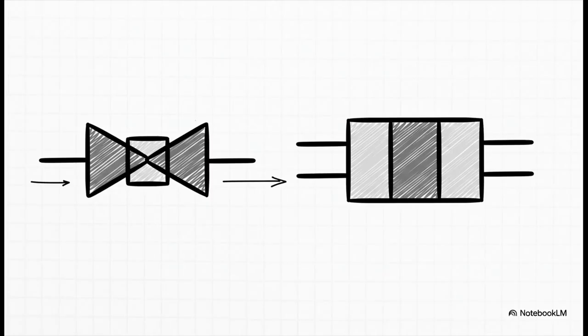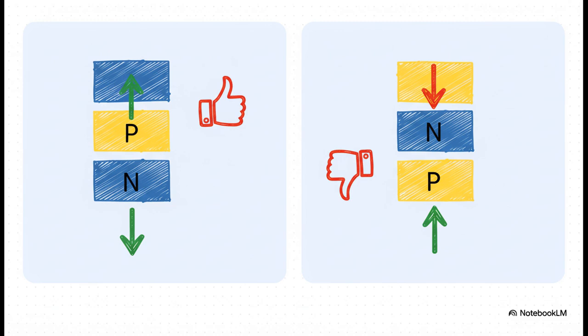Structurally, a really simple way to think about a transistor is like two diodes just connected back to back. This is what creates its signature three-layer sandwich of semiconductor material. And that little sandwich comes in two main flavors, NPN and PNP. An NPN transistor has a layer of P-type material sandwiched between two N-type layers.